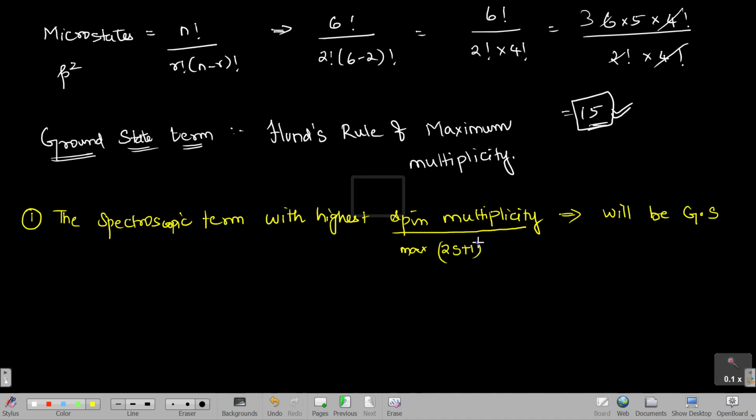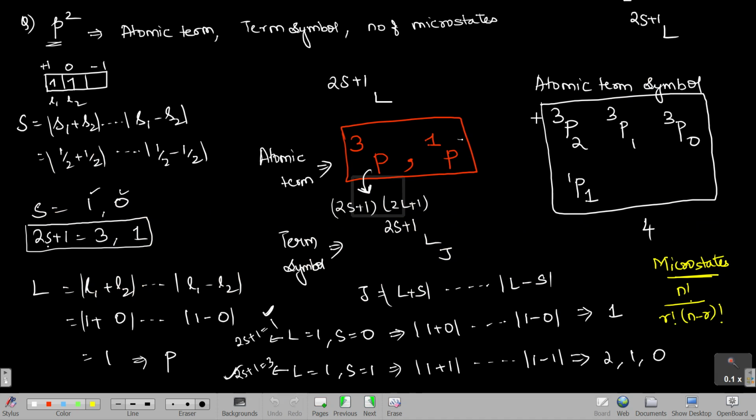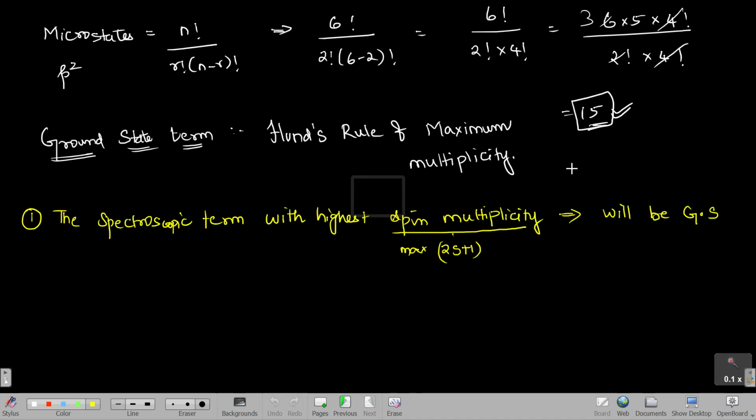That means there should be maximum number of unpaired electrons in it. So basically spin multiplicity arises from the unpaired electrons. So if you have maximum number of unpaired electrons, the 2S plus 1 value is going to be higher, because the S value depends on the number of unpaired electrons. So that will be the ground state, okay? Now you come to this part, okay? For this we will find out.